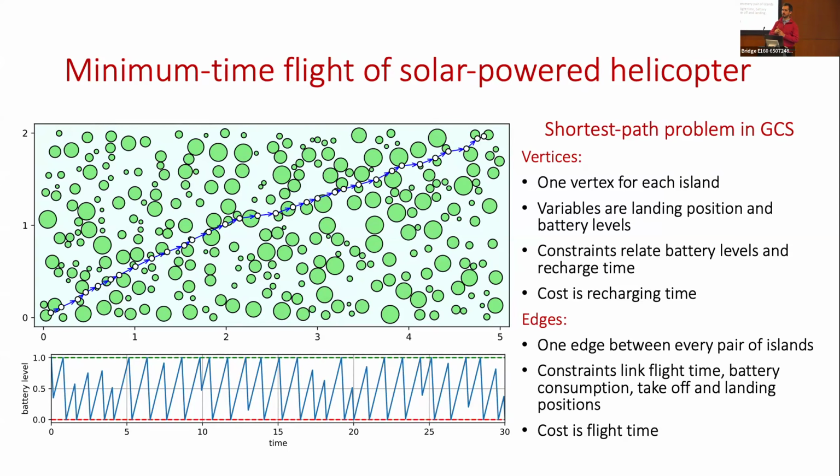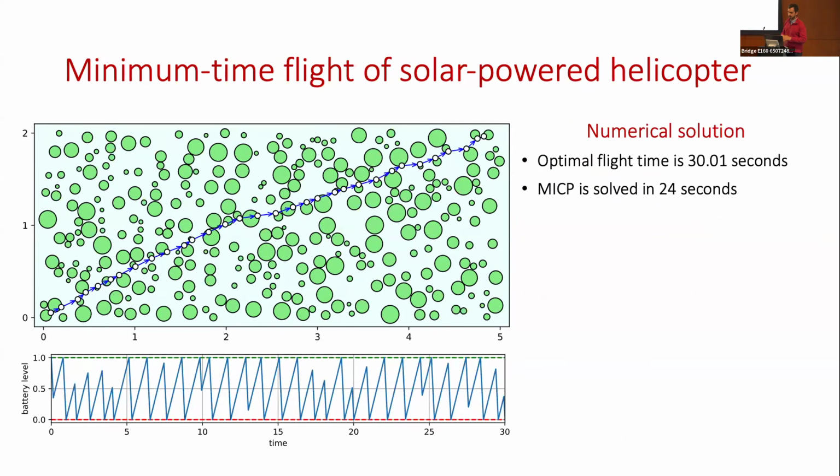And again, the cost is, for every edge, how much time you can fly. So the overall problem is arriving from the bottom left to the top right with the minimum time. This is formulated in 20, 30 lines of code with GCSOPT. It can be solved. The optimal flight time is about 30.01 seconds.